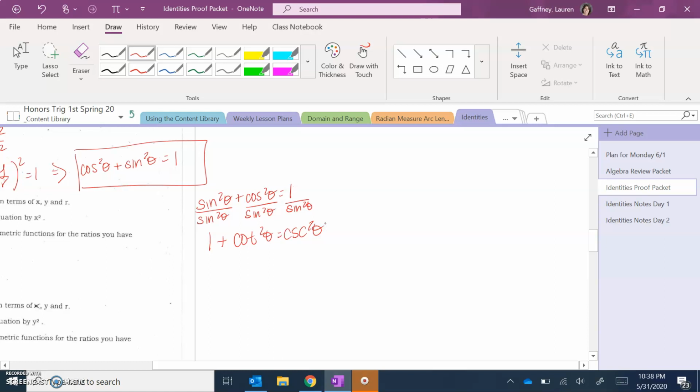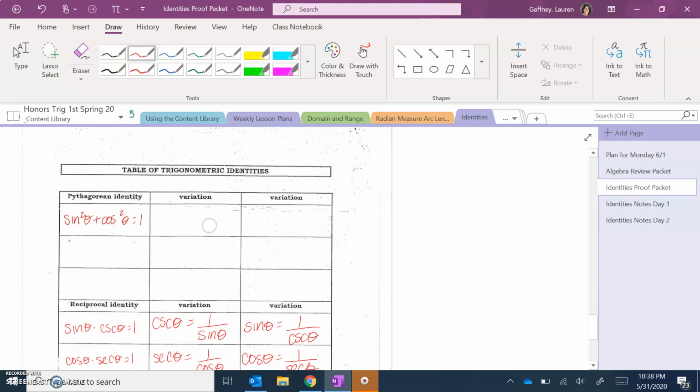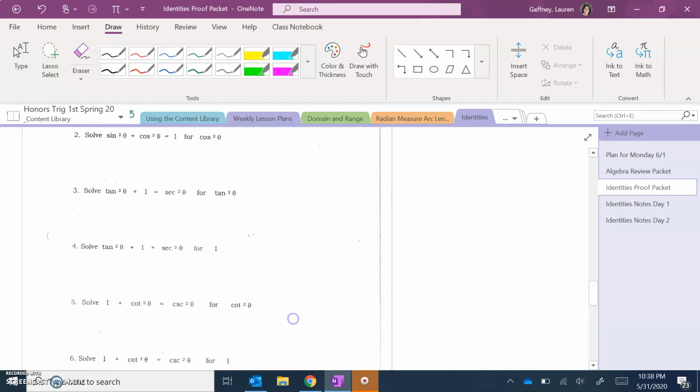Okay, so let's bring that guy down to our chart. So 1 plus cotan squared equals cosecant squared. Okay, and I'll do the variations of all these in a minute.